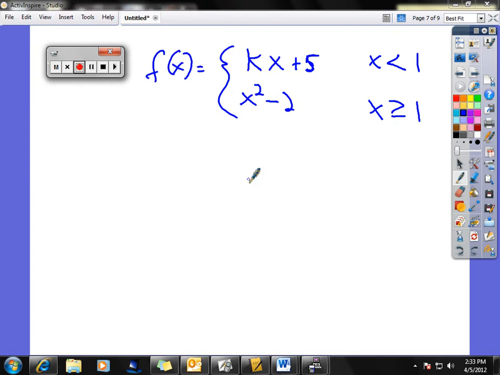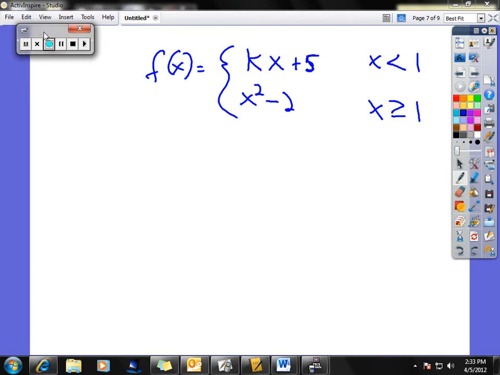Alright, you guys, listen, I'm going to do a couple examples here. This is one type of problem that deals with continuity, and it'll say, what value of k will make this function continuous? Alright, what value of k will make this function continuous?